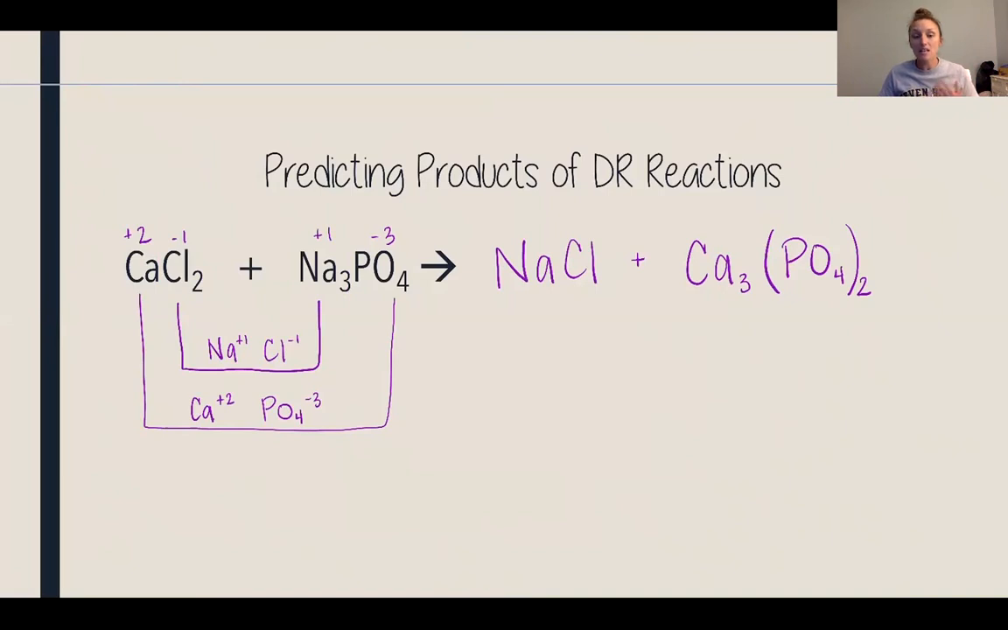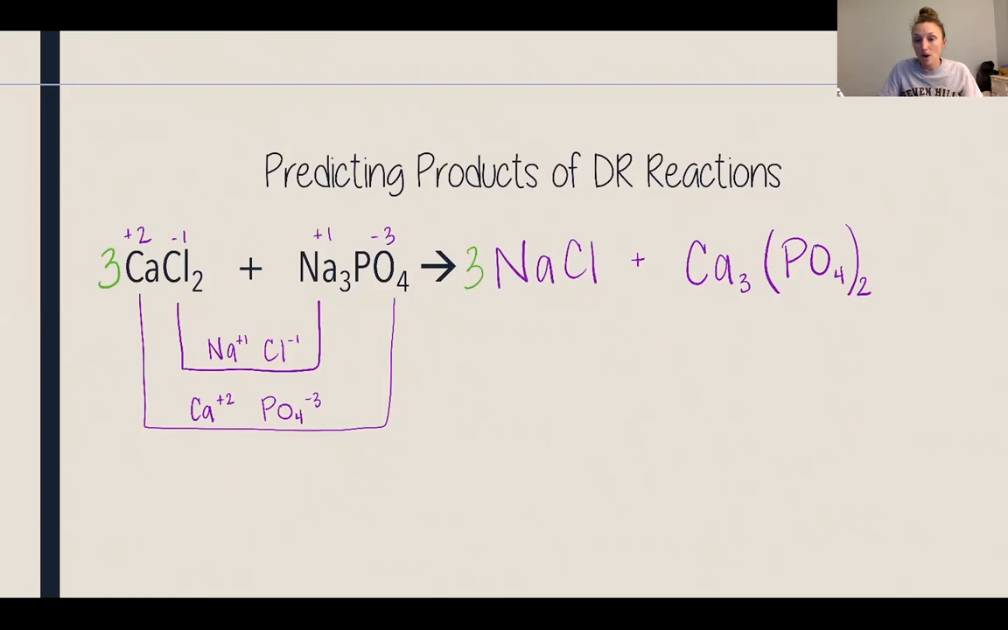Last step to this is to balance it. So on my reactant side, I have 1 calcium. On my product side, I have 3. So I need to make sure I put a coefficient of 3 in front of my calcium chloride. My other metal, on my reactant side, I have 3 sodiums. On my product side, I have 1. So for now anyway, I'm going to put a 3 here. That might change. My next is my polyatomic ions.